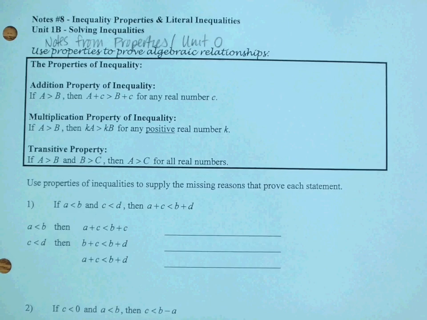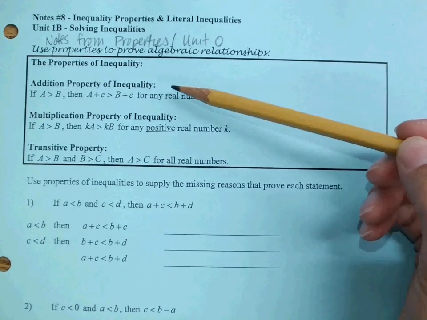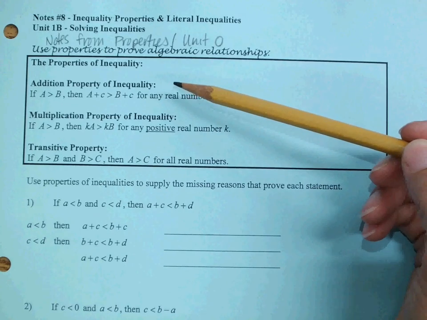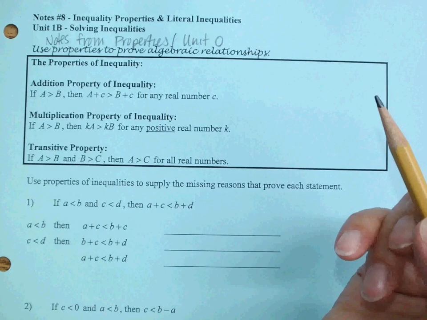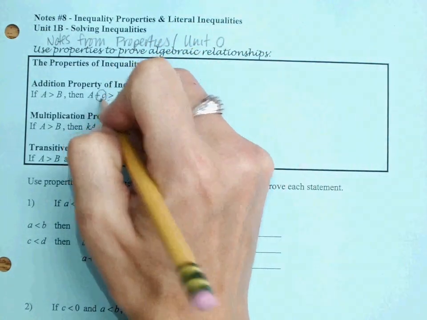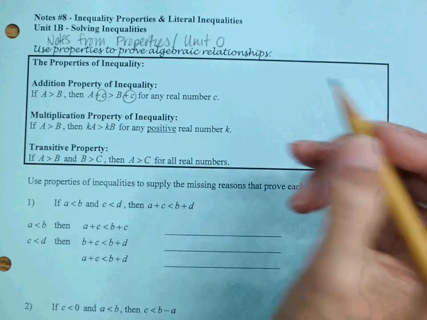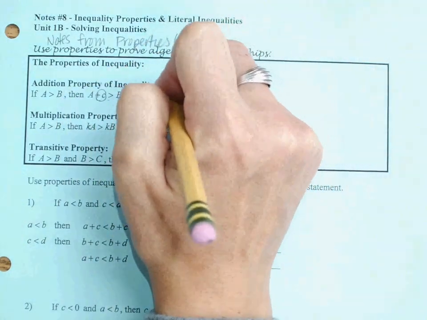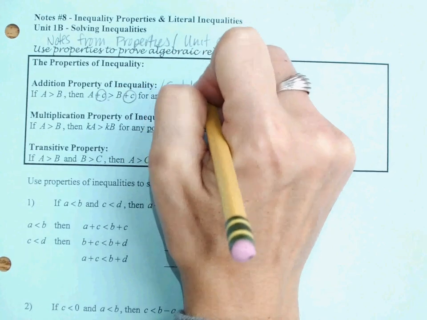I'm going to do a quick review on some of our properties before we get into today's notes. We have the addition property of inequality. It's just like the addition property of equality, except it's an inequality. If you add to one side, you have to add to the other to keep the inequality true. And the same is going to be true for the subtraction property of inequality, which falls into this category as well.